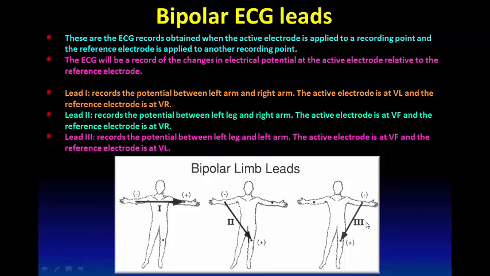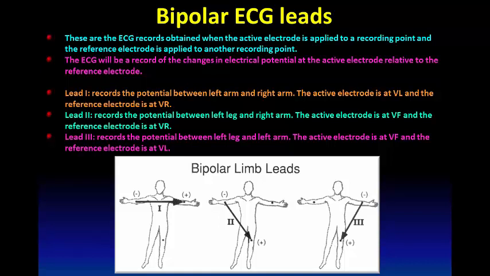The strict anterior leads are V1 and V2. The anterolateral leads are V5, V6, AVL, and lead 1. And the anteroseptal leads are V3 and V4.